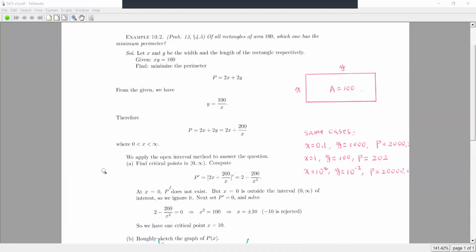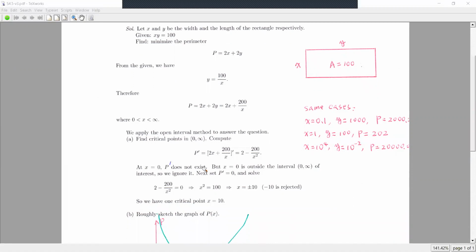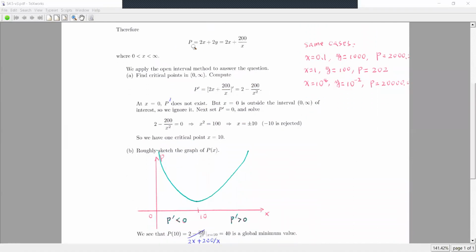Open interval method has 3 steps. Step 1, find critical points inside the interval. Compute the derivative of P with respect to x. Then we get the result here. For the derivative of 200 over x, you can use the quotient formula to compute its derivative. I obtained this by the quotient formula.